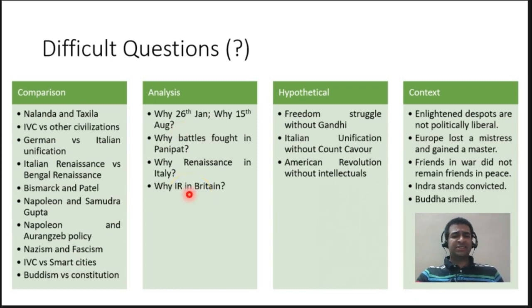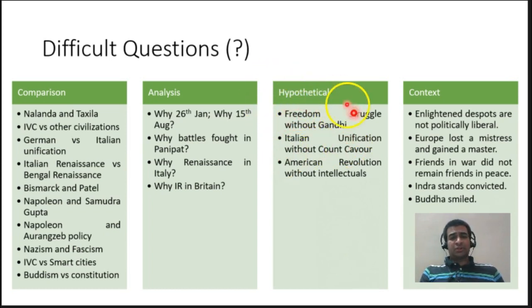Or why the Renaissance started in Italy, or why the Bengal Renaissance started in Bengal, why not in Madras, which province. Why Bengal became the hub for the intellectual movement in various streams, or why the Industrial Revolution started in Britain. So these are some why type of questions. Again, whenever you read a topic, I suggest you take some time, brainstorm, and generate the questions by yourself.